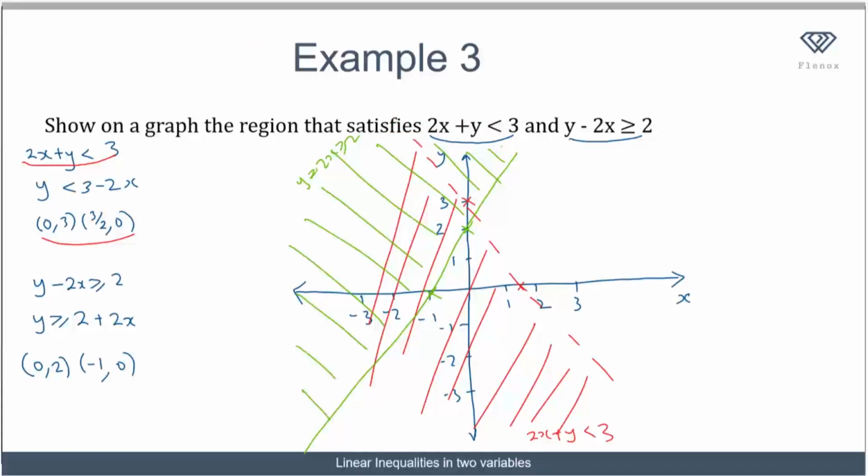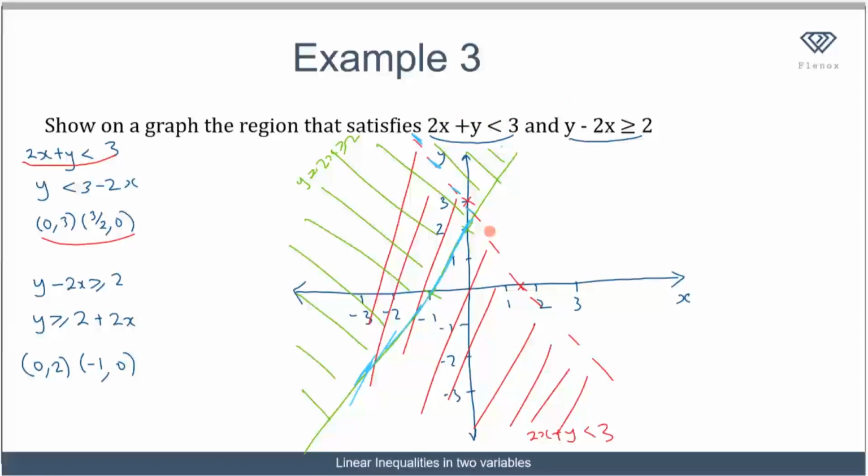So the question asks us to find the region that satisfies both inequalities. So how do we get that? We get that by looking at the place in which the red line and the green line intersect with each other. And if we look at that carefully, we can see that it lies within this region over here. This region over here is where you have the red shading and the green shading intersecting. So this region over here is the region that satisfies both inequalities.